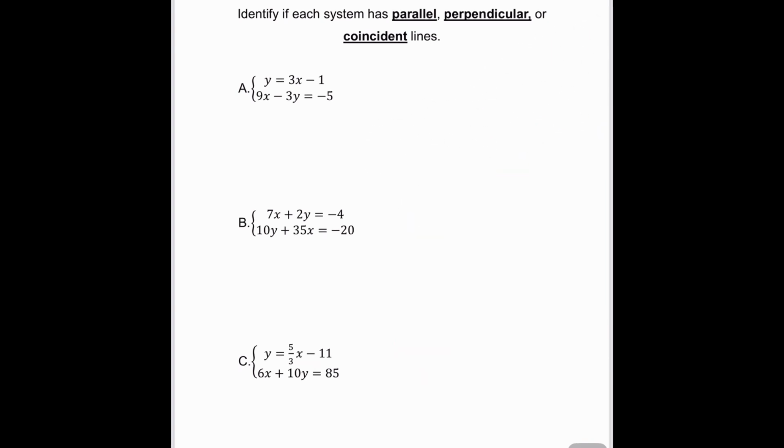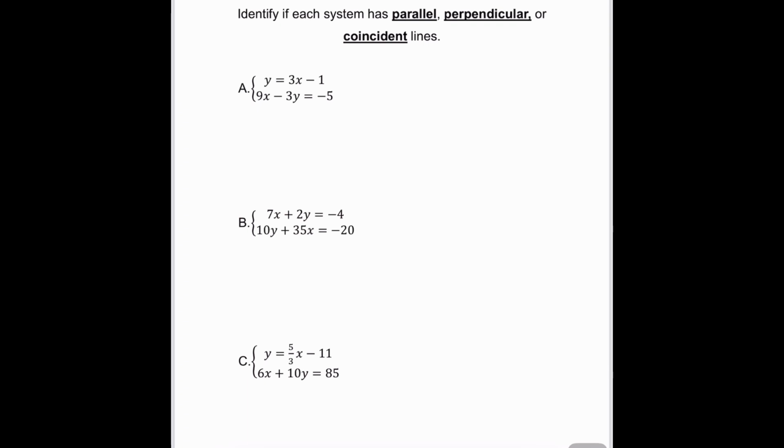For example A, we are given y equals 3x minus 1 and 9x minus 3y equals negative 5. Earlier I mentioned the slope-intercept form of the line, which is y equals mx plus b. That is important because we're using the concept of slopes and the values of b, the y-coordinate of the y-intercept, so we need to turn every equation into that form.